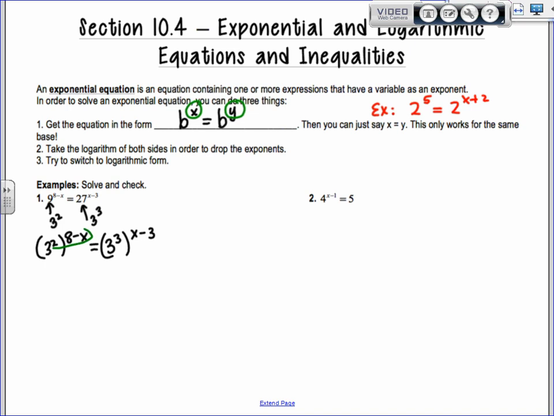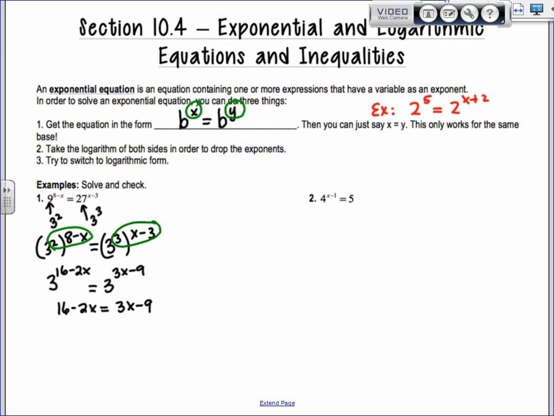Okay, so I'm going to multiply here for my powers. So I'm going to have 3 to the 16 minus 2x equals 3 to the 3x minus 9. Notice how I'm distributing the 3 in. So I'm to that point. I have 3 raised to a power equals 3 raised to a completely different power. Right? Those powers have to be the same thing. So I'm going to have 16 minus 2x has to be equal to 3x minus 9.